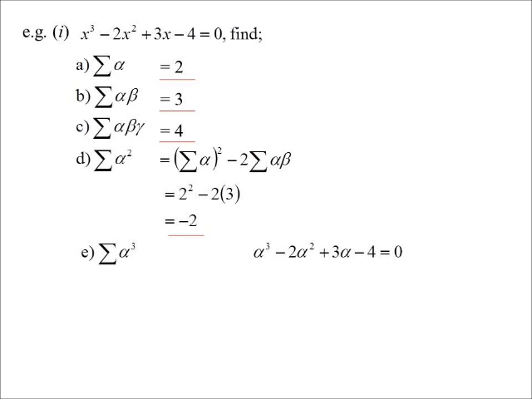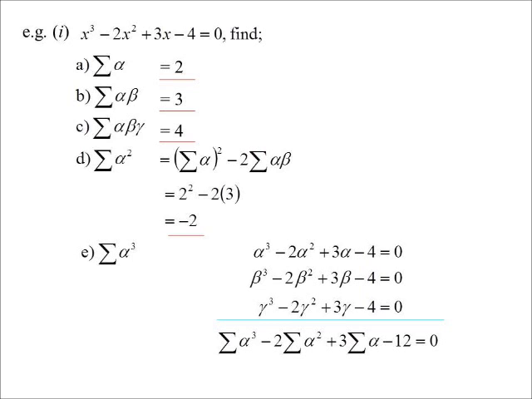Now, if alpha is a solution, then when I substitute it in, I know the answer will be 0. So alpha cubed minus 2 alpha squared plus 3 alpha minus 4 is 0. Well, beta is a solution as well, and so is gamma. So they would all be true. So I could create simultaneous equations. And what I get is sum of the roots all cubed minus 2 times the sum of the roots squared plus 3 times the sum of the roots 1 at a time, and minus 12 equals 0.